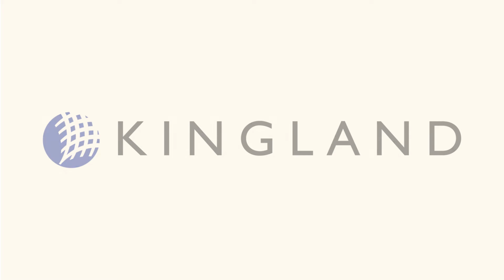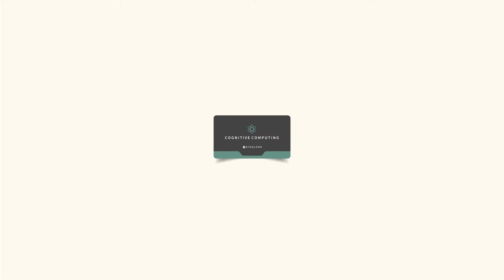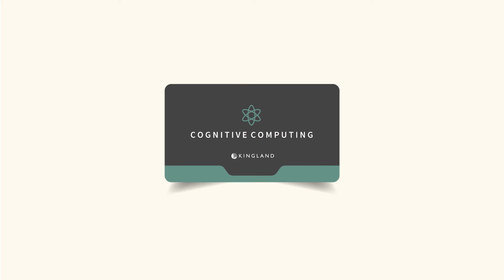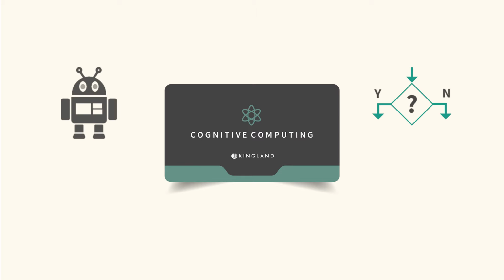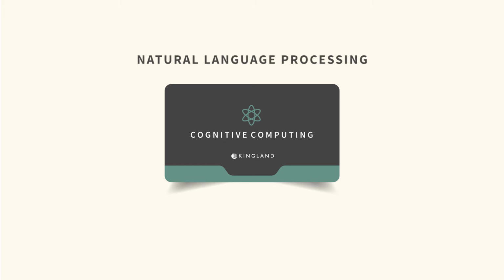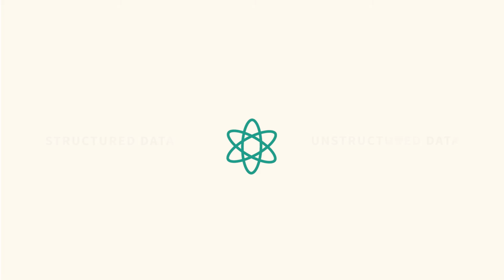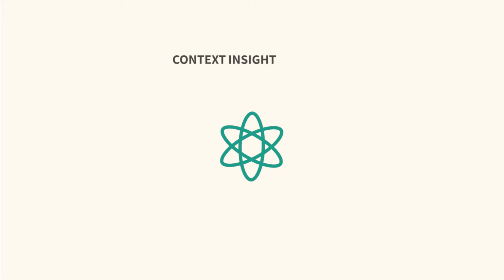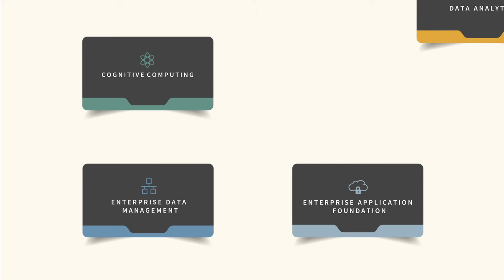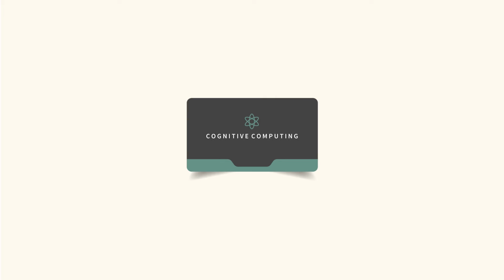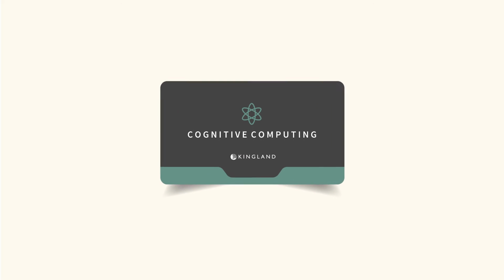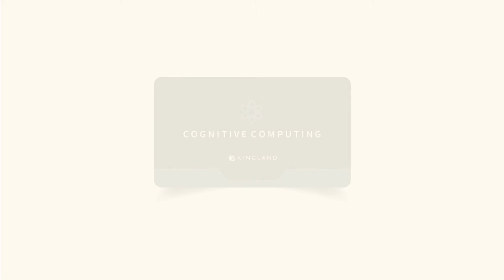In today's segment, we're going to talk about the suite that drives the Kingland platform, the Kingland Cognitive Computing Suite. When we talk about cognitive computing, we're talking about artificial intelligence, machine learning, natural language processing, and bringing structure to unstructured data. The outcome is for you to derive context, insight, and action from your enterprise data. To help you understand how we do it here at Kingland, let's walk through the Kingland Cognitive Computing Suite at the highest level of our architecture.